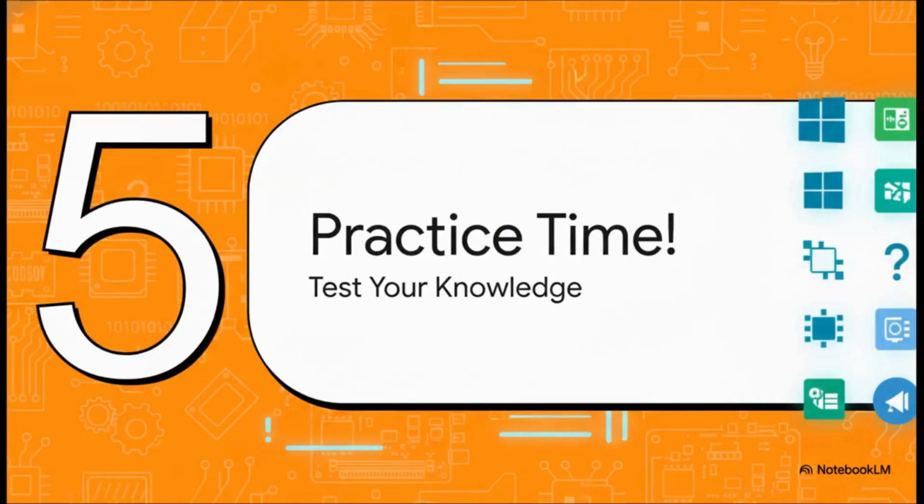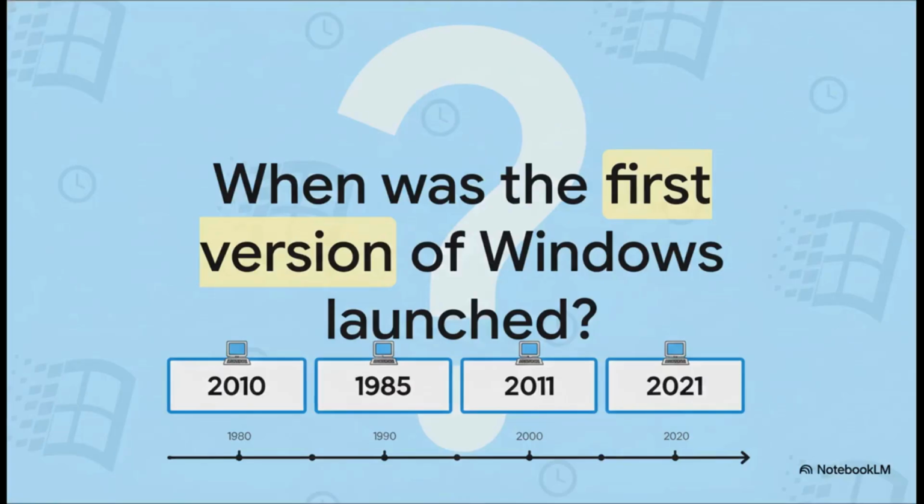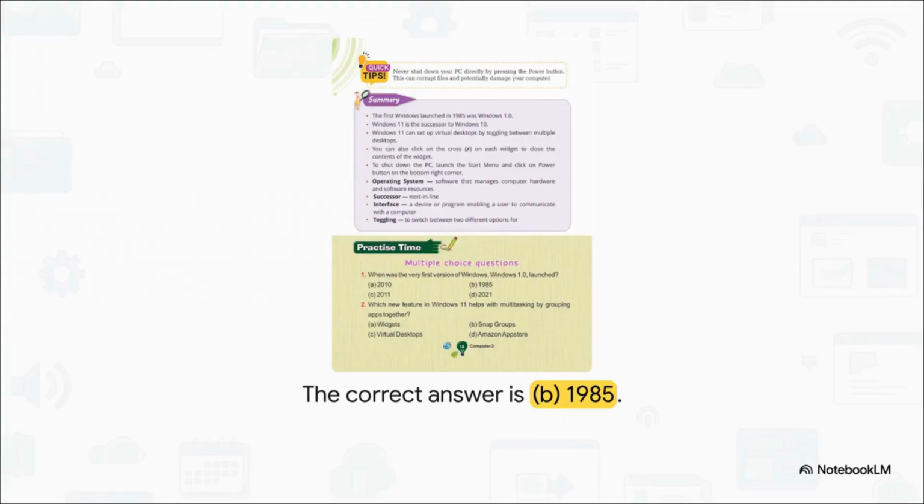All right, Section 5, Practice Time. Let's dive into the back of the chapter Q&A and see exactly what we've learned today. First up, a multiple choice question. When was the very first version of Windows, Windows 1.0, launched? Was it 2010, 1985, 2011, or 2021? Take a second to lock in your answer. If you said 1985, you nailed it. It's actually pretty wild to think this platform has been growing and adapting for almost 4 decades now.